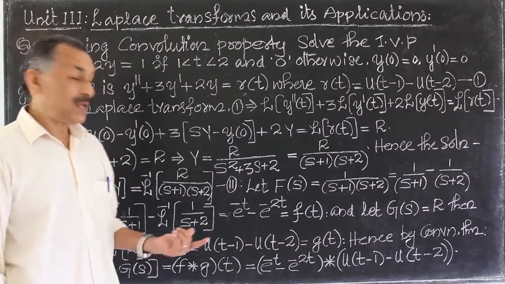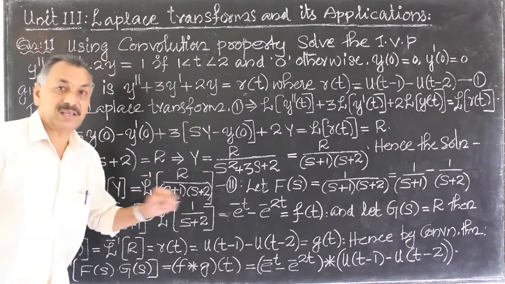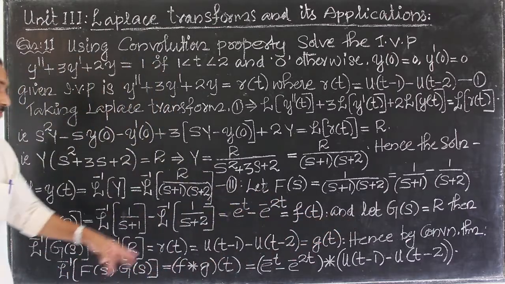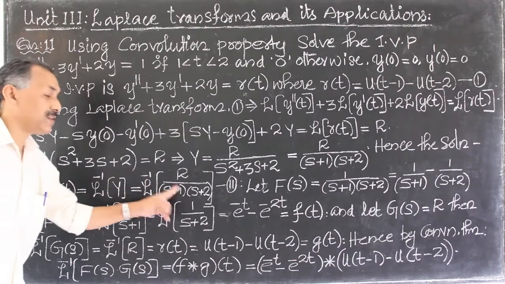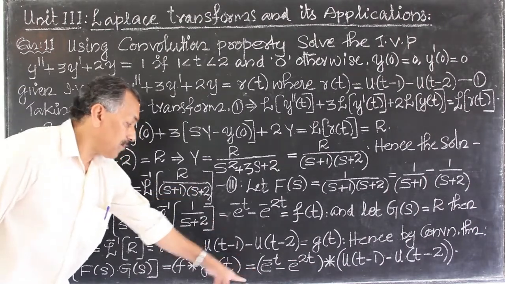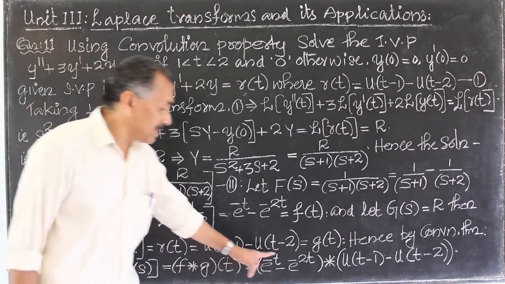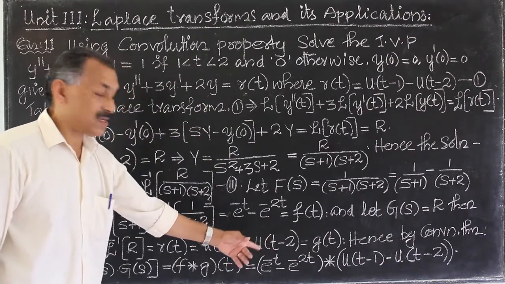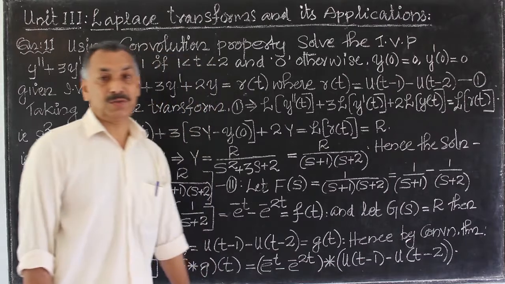Okay? Another problem we give: what is the solution? The solution is equal to L inverse of F(s) into G(s). Hence, by the convolution theorem, L inverse of F(s) into G(s) is equal to F after G of t. F is equal to e raised to minus t, after G of t. That is e raised to minus t minus e raised to minus 2t after u of t minus 1 minus u of t minus 2.